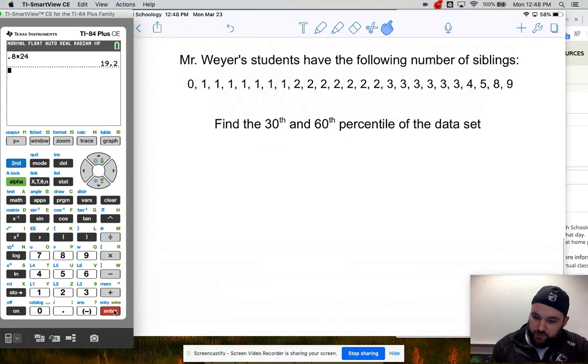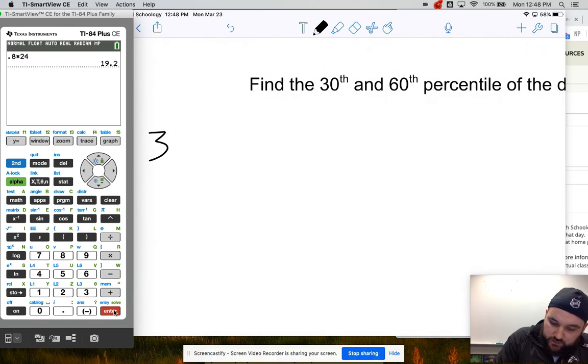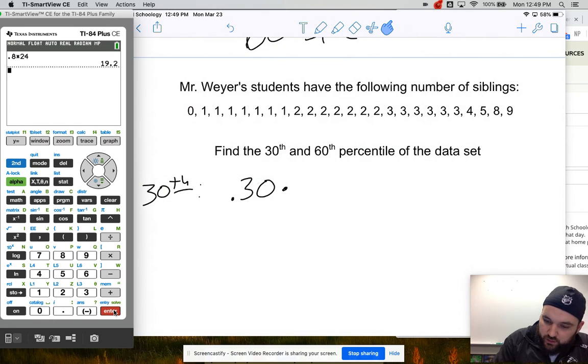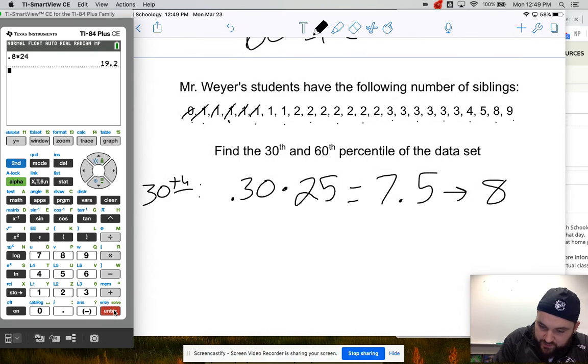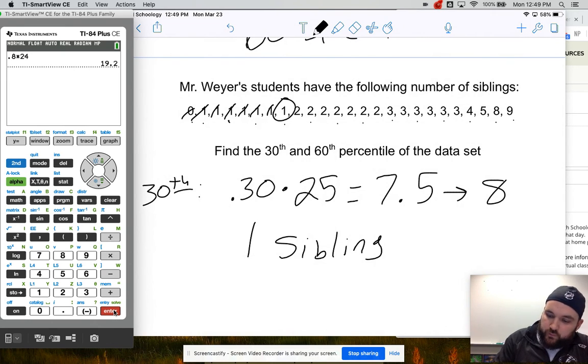So one more very brief example. In Mr. Wire's class, he did the same sort of thing, gave a survey, and this is how many siblings each of his students had in a class. I want to find the 30th percentile. So to find the 30th percentile, I'm going to do 0.30 times the number of data points, which is 25. So 0.30 times 25 will give me 7.5, which I have to round up to 8. 1, 2, 3, 4, 5, 6, 7, 8. So one sibling would be the 30th percentile for this data set.